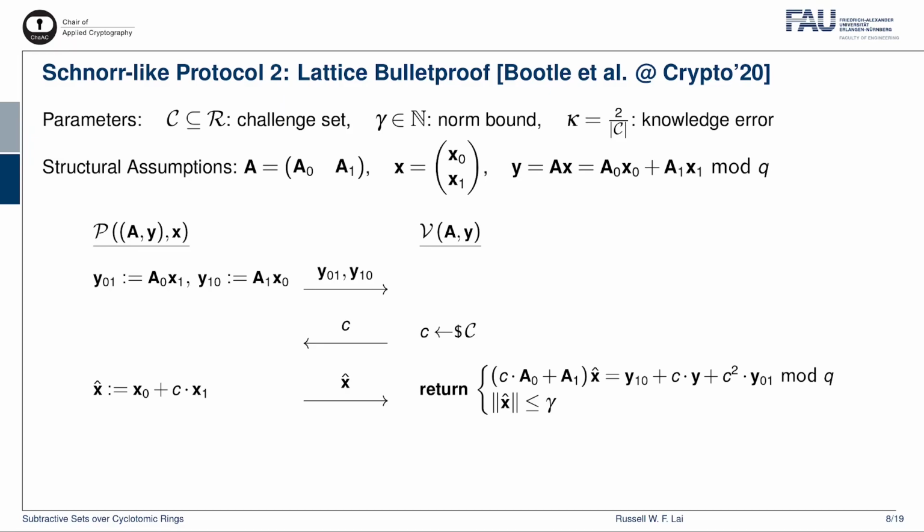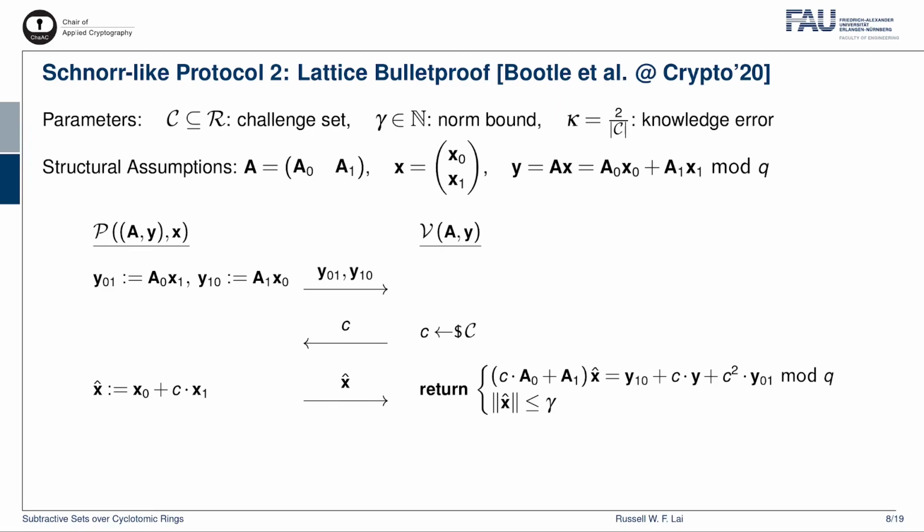Let us look at the second example of Schnorr-like arguments, which is the lattice bulletproof system proposed in Crypto 20. For this system, we make additional structural assumptions about the statement A, y and the vector x, so that the matrix A can be split into two parts, A0 and A1 of equal dimensions, and similarly, the witness x can be split into two parts, x0 and x1 of equal dimensions. In this way, if the vector x indeed satisfies the statement Ax = y with no slack, then y can be written as Ax, which is equal to A0 times x0 plus A1 times x1 modulo q.